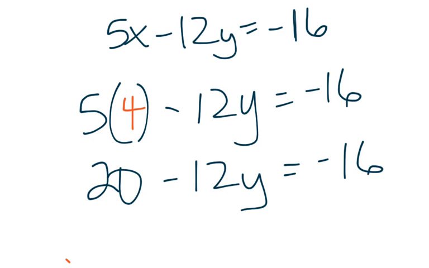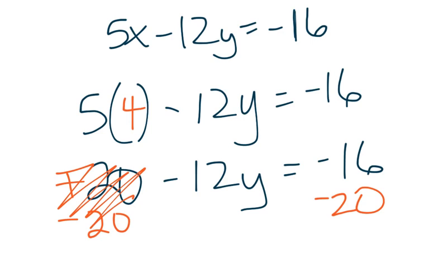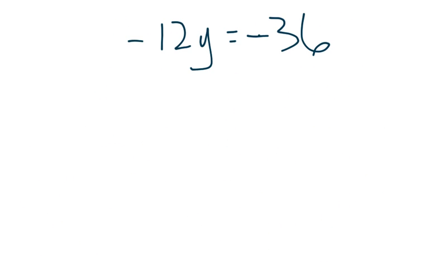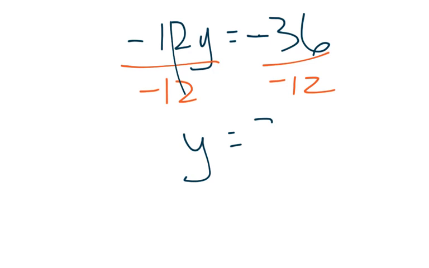Then I'm going to subtract 20 from both sides because 20 was positive here. Don't forget, there was nothing in front of it, so that means it was positive. So if I subtract 20 from over here, and use your calculator if you're feeling unsure, you're going to get negative 12y equals negative 36. If I divide by negative 12 on both sides, I'm going to get that y equals positive 3.